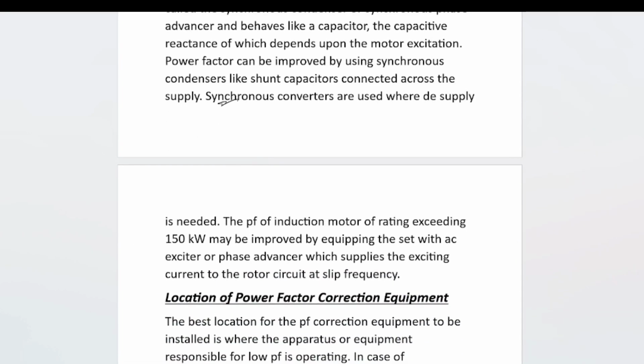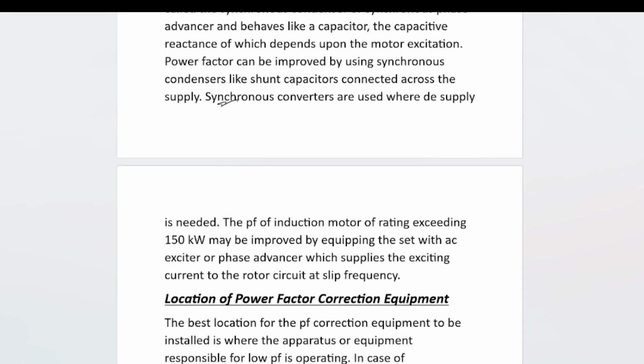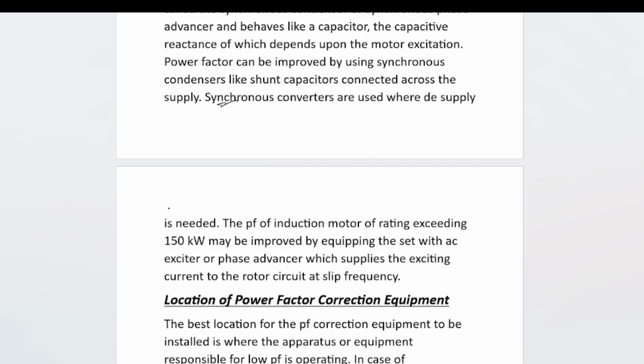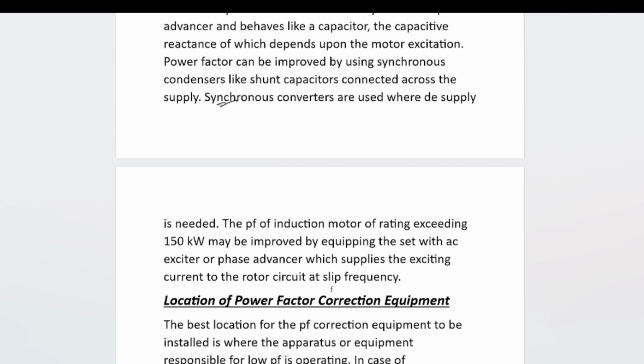Synchronous converters are used where a DC supply is needed. The power factor of an induction motor operating above 150 kW may be improved by equipping it with an AC exciter or phase advancer, which supplies the exciting current to the rotor circuit at slip frequency.